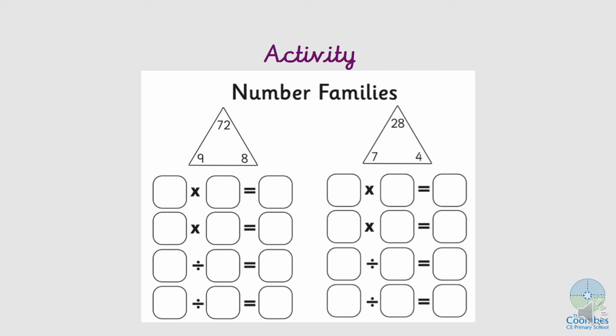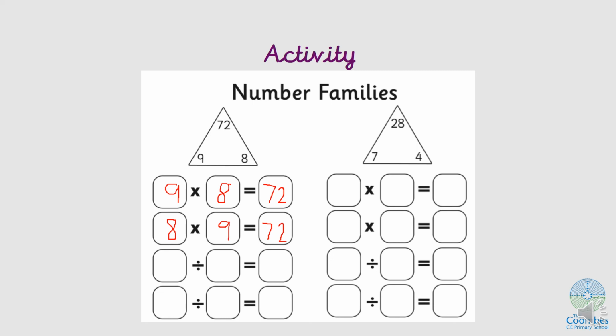So for our multiplication, we know that our biggest number has to be the answer. So both of them are going to end with 72 because that's the biggest number out of the 3. Then we can use the 9 at the beginning and the 8 because 9 groups of 8 are 72, and then we just swap it round. 8 groups of 9 are 72.